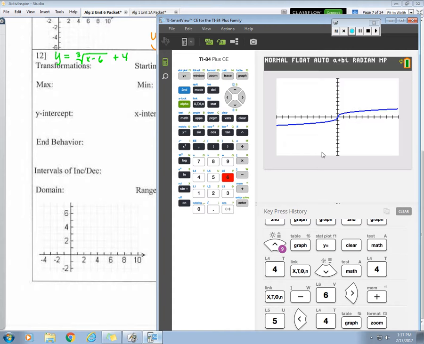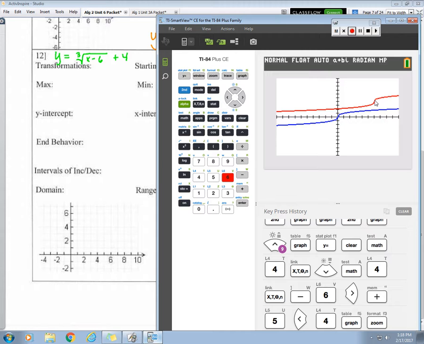Okay, so look, the blue is the parent function. The red is our function. So how is the red different from the blue? Over to the right 6, and then up 4. Because the center was originally at 0, 0. Isn't the center now at positive 6, positive 4?